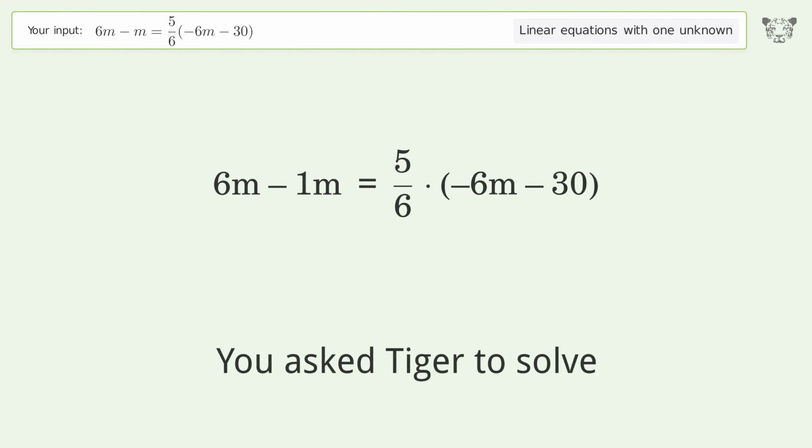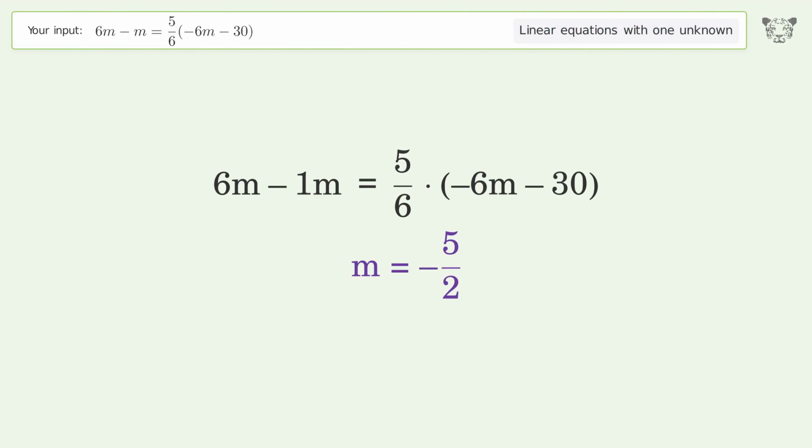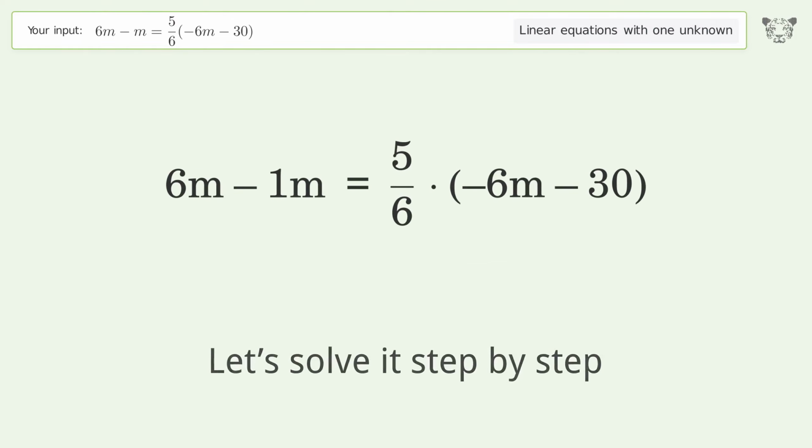You ask Tiger to solve. This deals with linear equations with one unknown. The final result is m equals -5/2. Let's solve it step by step.